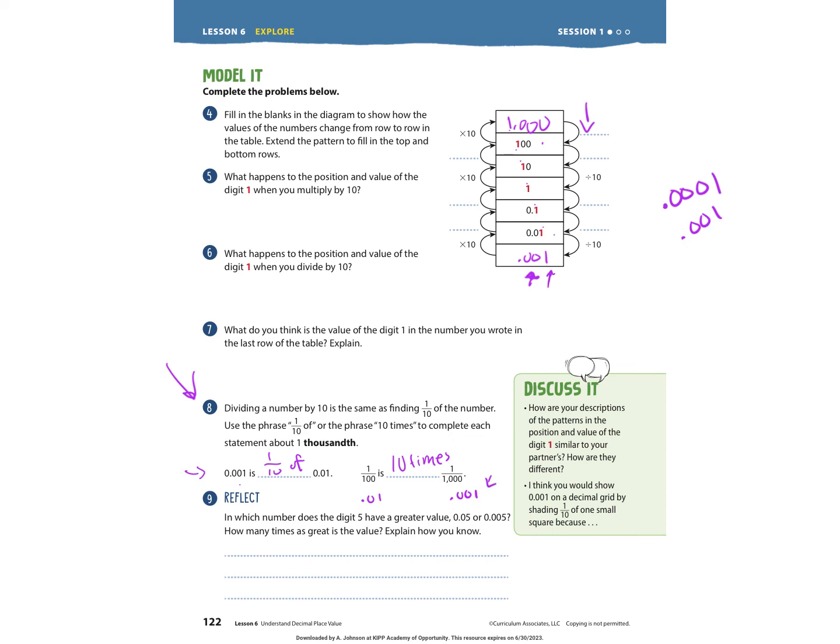The exit ticket today should be this reflection question right here. And so where is the 5 going to be worth more, in 500ths or 5,000ths? They should be able to explain that 500ths is bigger. It's bigger by a multiple of 10. It's getting closer to being 1 whole. So those are all things that they should be able to explain at the end of this lesson.